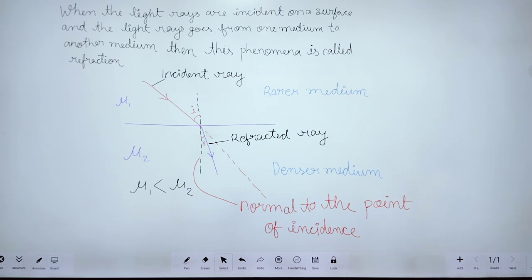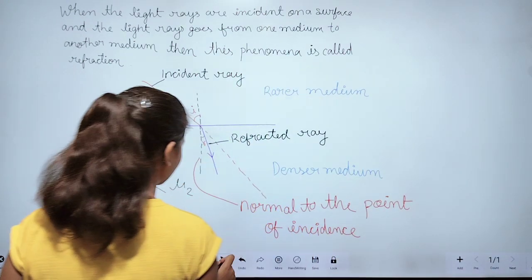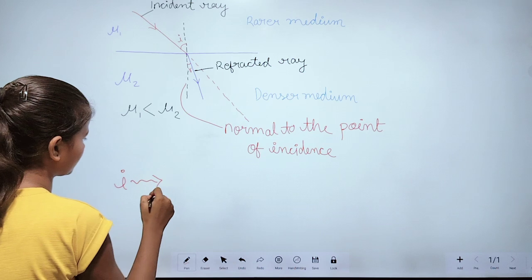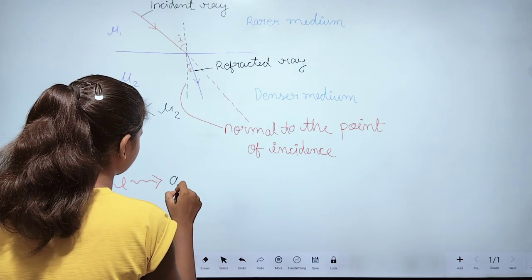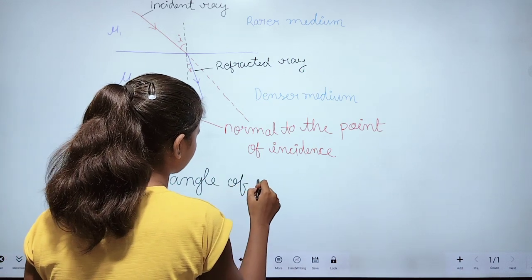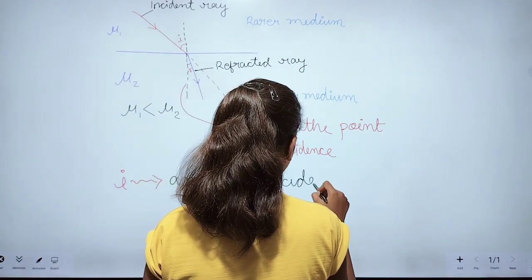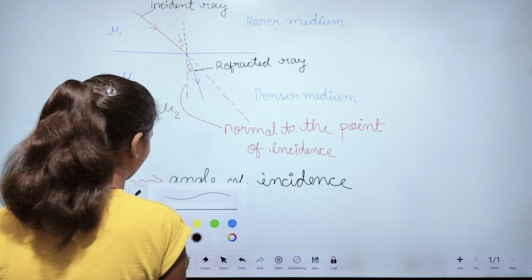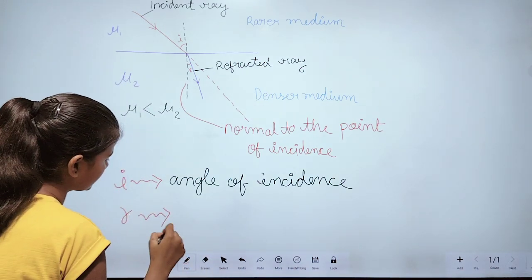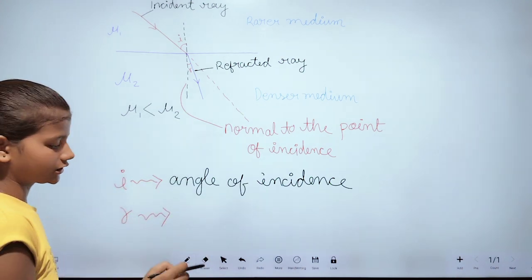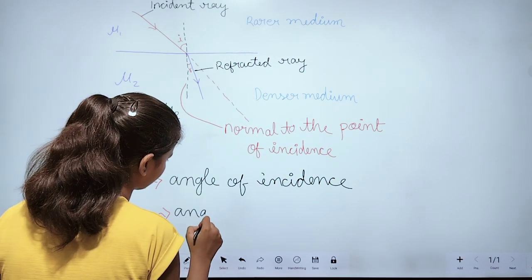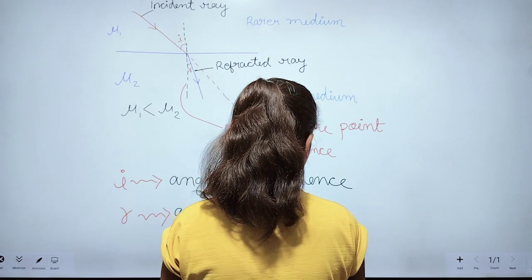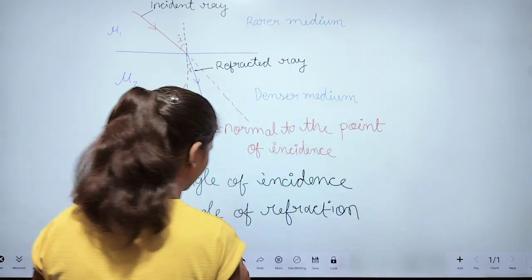And here I is our angle of incidence and R is the angle of refraction.